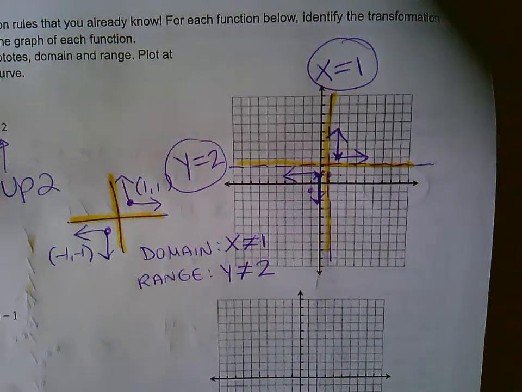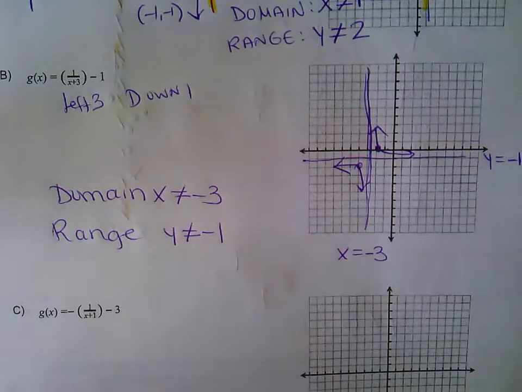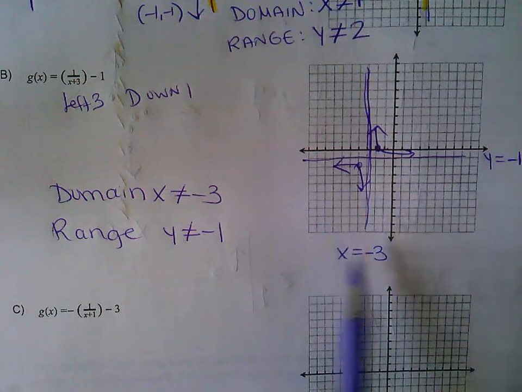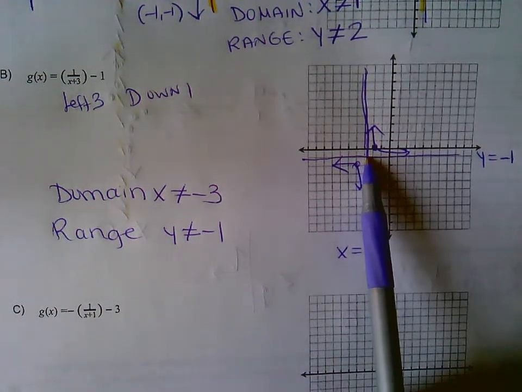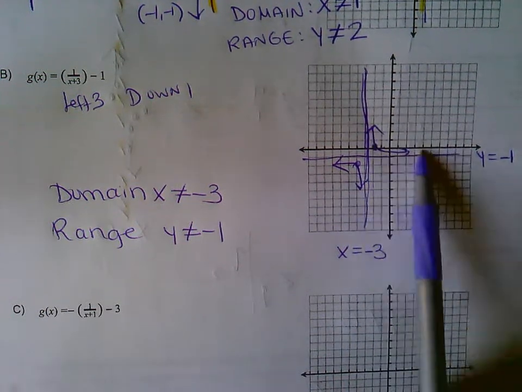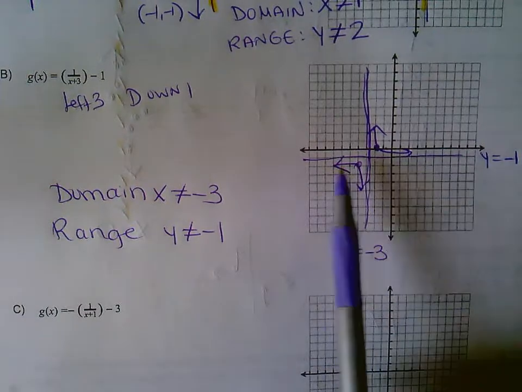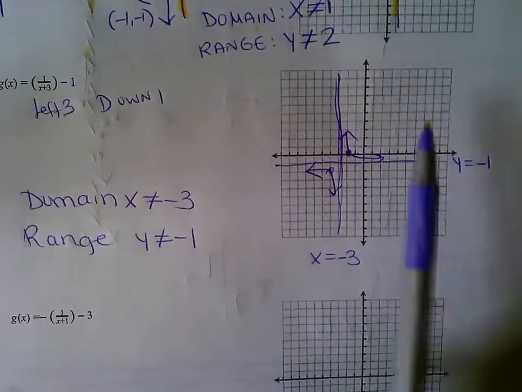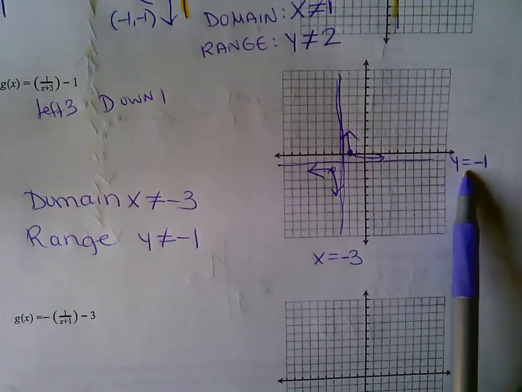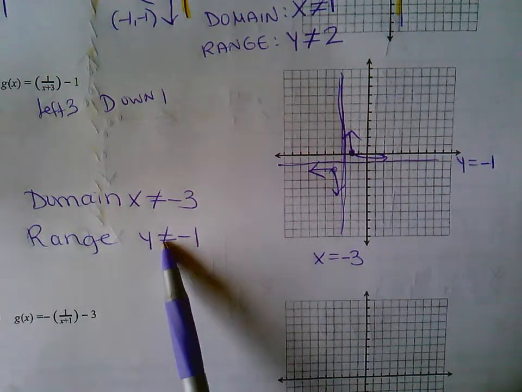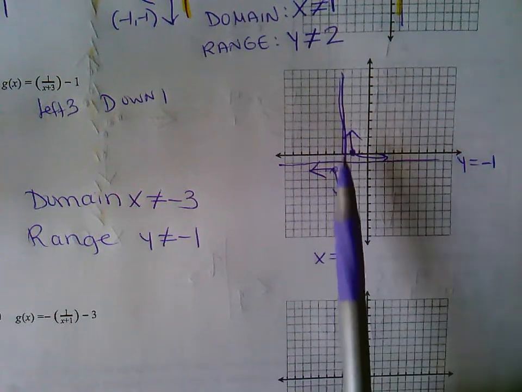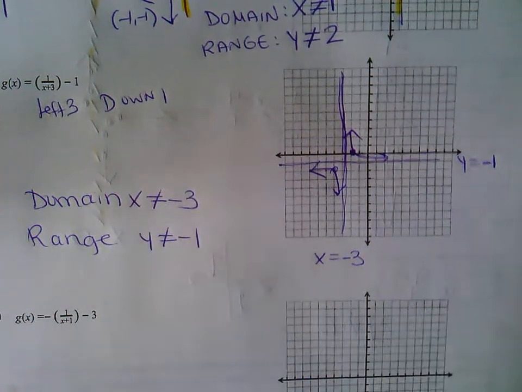Okay, so when I went, this is left 3, this is down 1, so I moved the cross of my asymptotes left 3, down 1. There's the center of the cross. So those two parts of your elbow go diagonally away from the center. And then you draw a curve. And then your asymptote, if this is a horizontal line at -1, y equals -1 is the asymptote. Y can never equal -1 is the range. So whatever your vertical asymptote is, that becomes what your domain can't be.